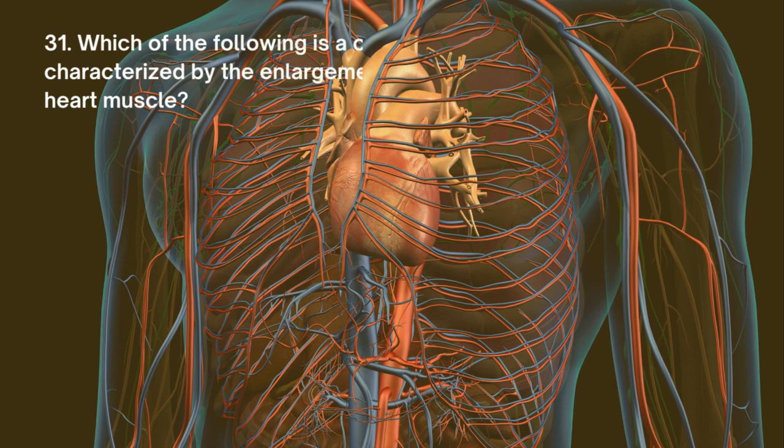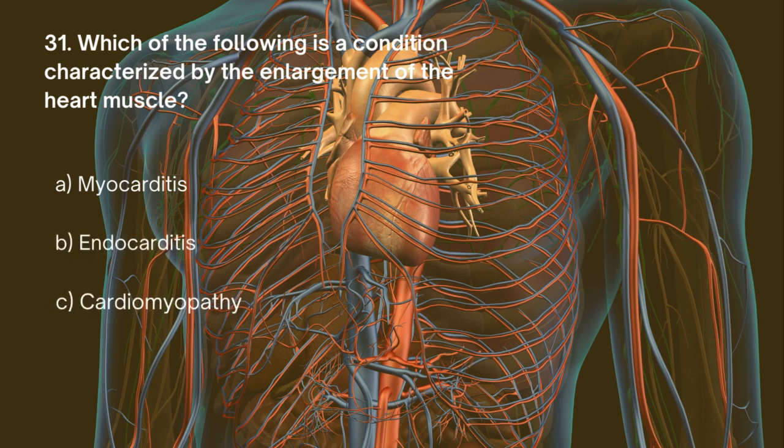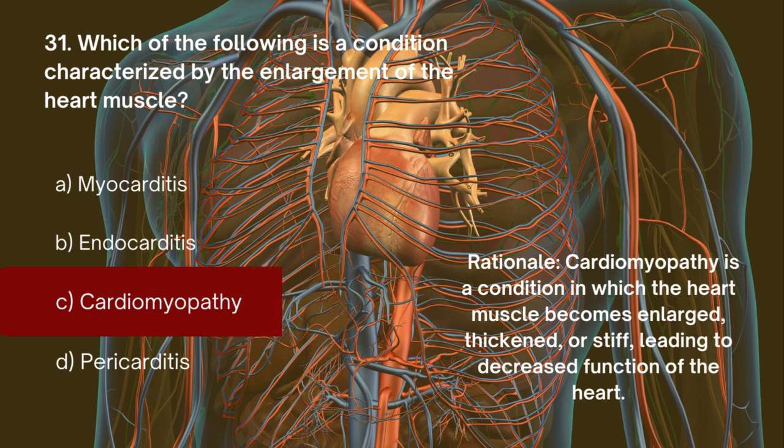31. Which of the following is a condition characterized by the enlargement of the heart muscle? A. Myocarditis. B. Endocarditis. C. Cardiomyopathy. D. Pericarditis. Rationale: cardiomyopathy is a condition in which the heart muscle becomes enlarged, thickened, or stiff, leading to decreased function of the heart.